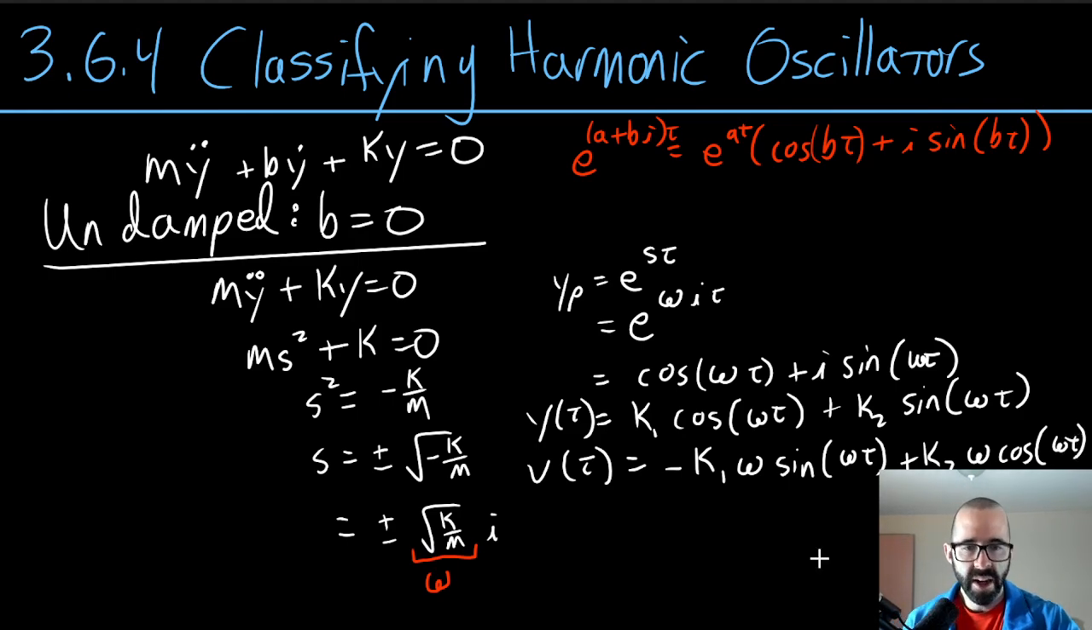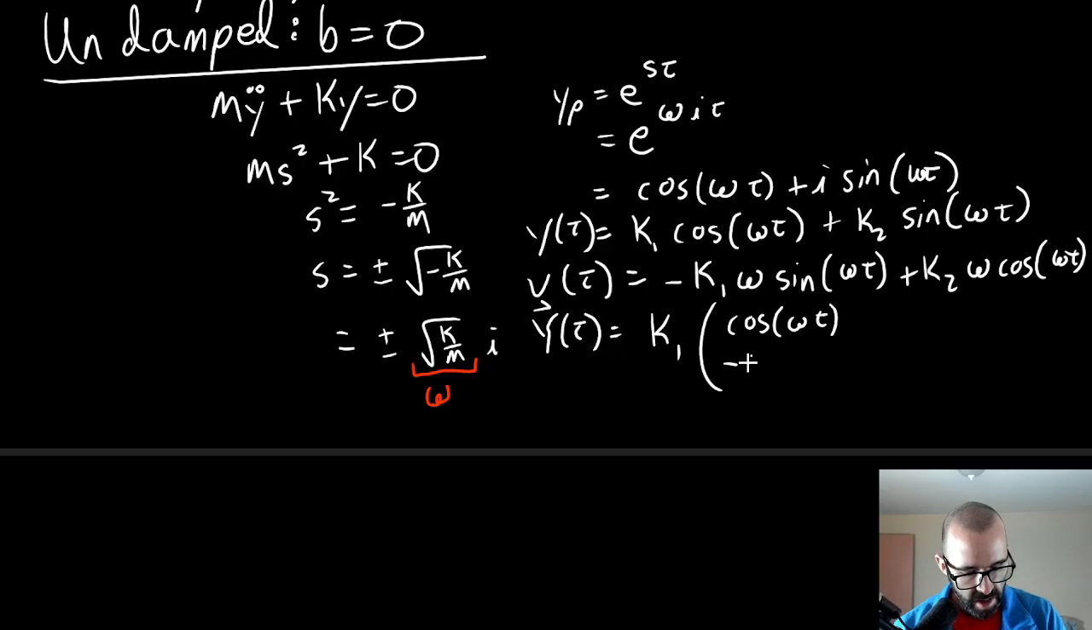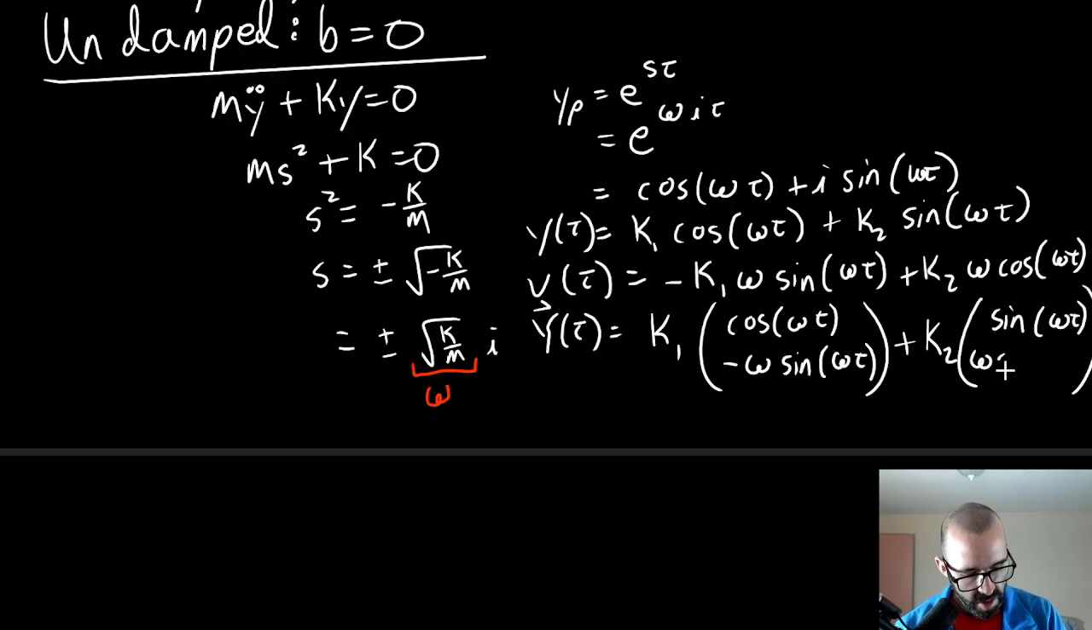And so if we were writing things as a vector solution, we get y of t. How would we write that? There's a couple of ways of writing this. Let's say k1 times the vector cosine of omega t, negative omega sine of omega t, plus k2 times the vector sine of omega t, omega cosine of omega t. Like so. That's our vector valued solution.